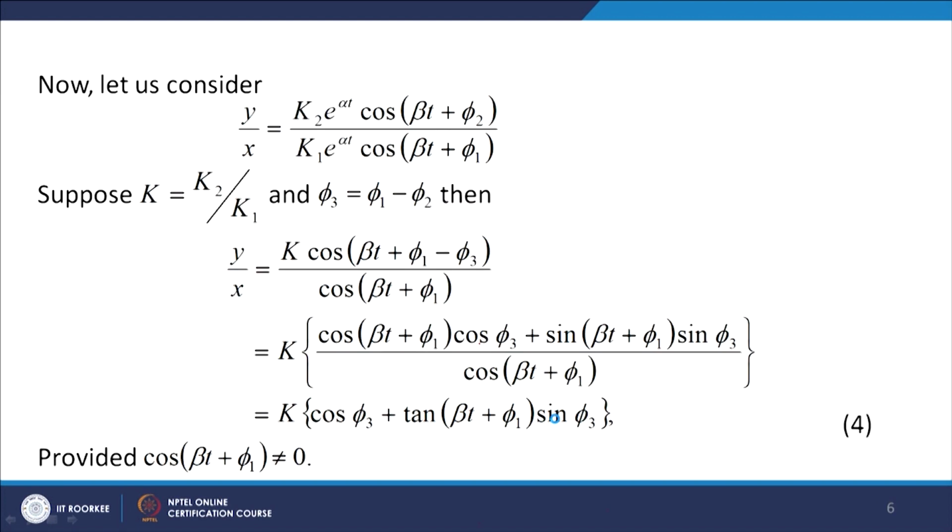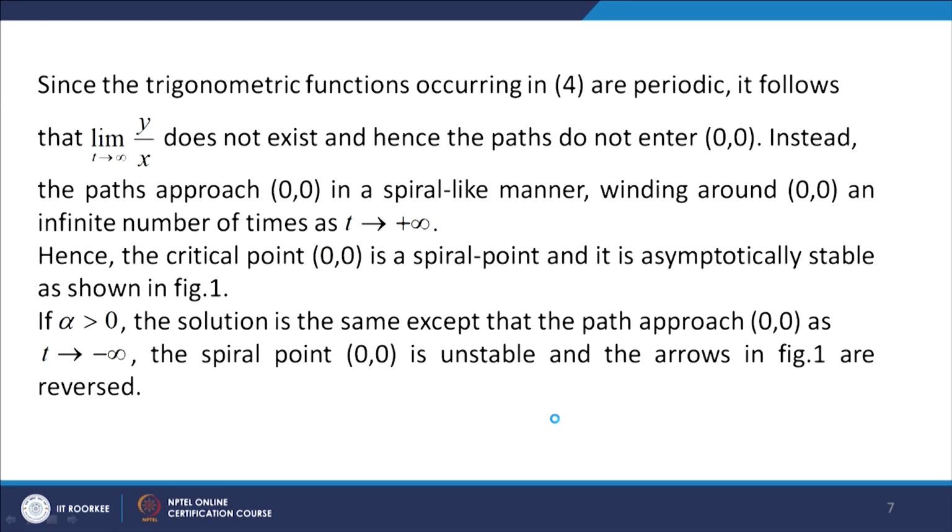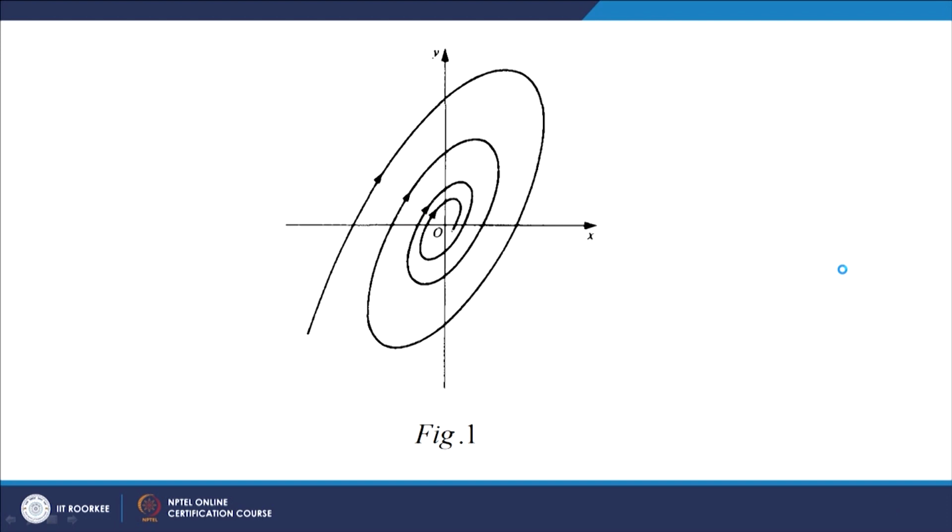So, here as t tends to infinity, the limit does not exist, and hence the path does not enter (0, 0). Instead, the path approaches (0, 0) in a spiral-like manner, winding around (0, 0) an infinite number of times as t goes to plus infinity, and hence the critical point (0, 0) is a spiral point and it is asymptotically stable, as shown in this figure 1.